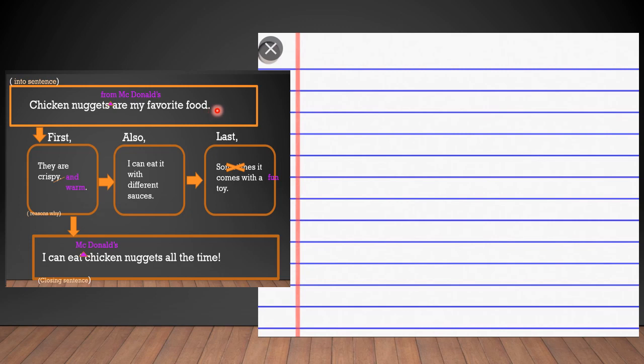So my first sentence is chicken, which is here, nuggets, now I add my detail, from McDonald's are my favorite food. Now, I ran out of space here, so I'm not just going to jam all my letters in one line. I come back down to this line underneath, start back up on the left, and continue writing my sentence.